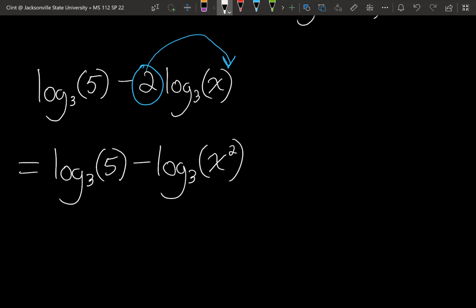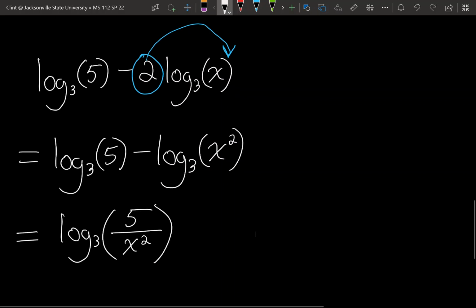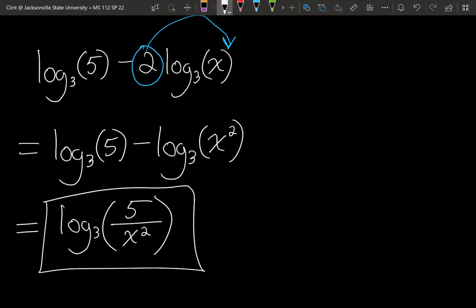I've moved it up there. And the only other thing we've got to deal with is we've got 2 logs, and in between them we've got a minus sign. So that means when we put them together, it's going to turn into division or a fraction. And so the thing inside the first logarithm goes on the top, so it'd be log base 3 of 5 over x squared. Now everything's all inside of one logarithm, so we're good there.